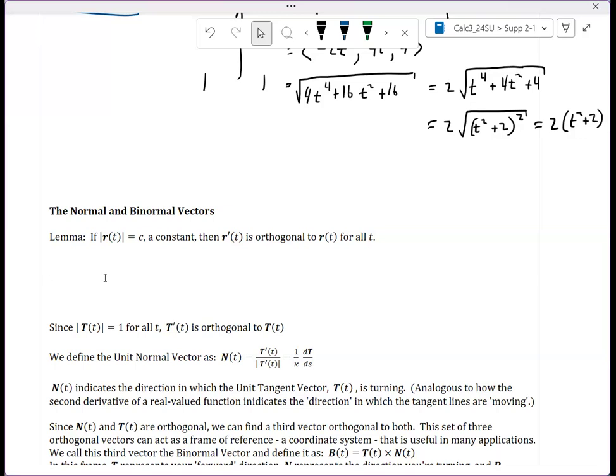Okay, so the first thing that I want to review is this lemma, this small theorem that's going to help us in a minute here. And it says that if the length of r is constant, then r prime is orthogonal to r. So if the length of a vector is constant, then its derivative is orthogonal to it. Okay, so let's look at a proof of that.